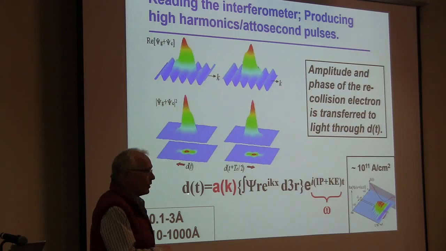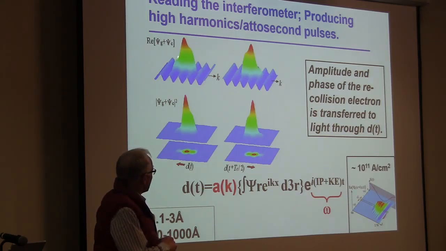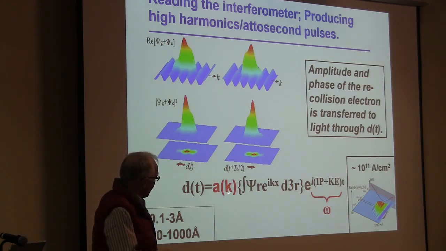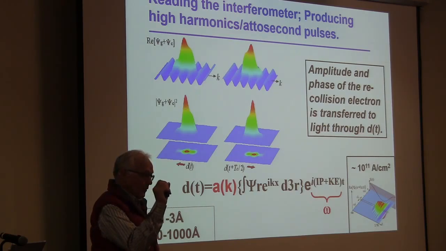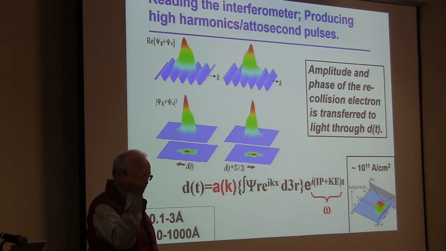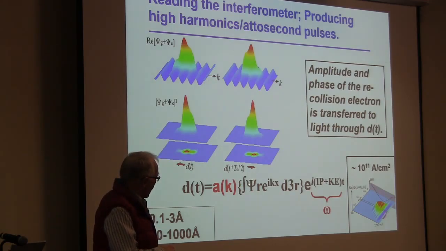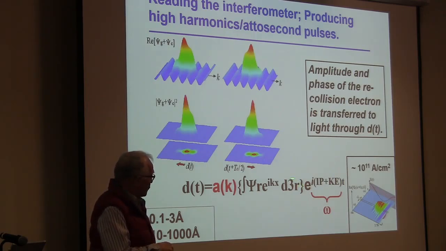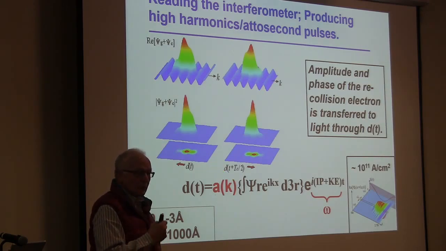It's reading it through the transition moment or the dipole moment. The dipole moment is what's induced by the interference, and that dipole moment, in the strong field approximation, that's the approximation that once the electron is free, you can ignore the Coulomb potential. The dipole moment in that approximation is the integral of the wave function times r times the recollision electron wave, coming back, e to the i kx, now assumed a plane wave, coming back again, e to the i omega t, and then some amplitude to represent the amplitude at each k.